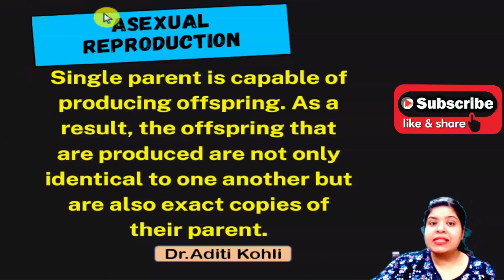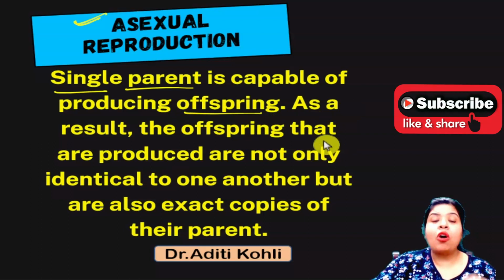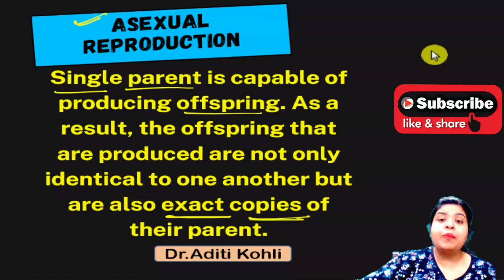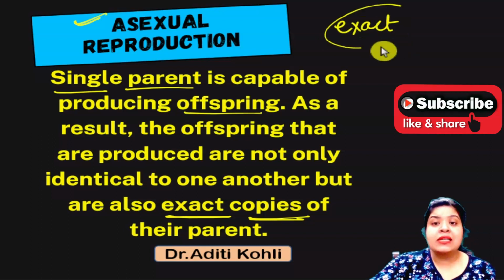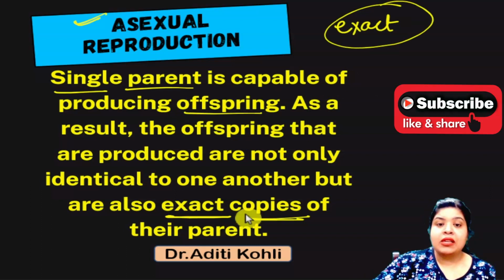Asexual reproduction, as we discussed in the last video also, a single parent is capable of producing offspring. Single parent is giving rise to the new offspring, and as a result, offspring that are produced are identical. They're not just identical, but they are the exact copies of their parents. The offspring produced as a result of asexual reproduction are exact copies.